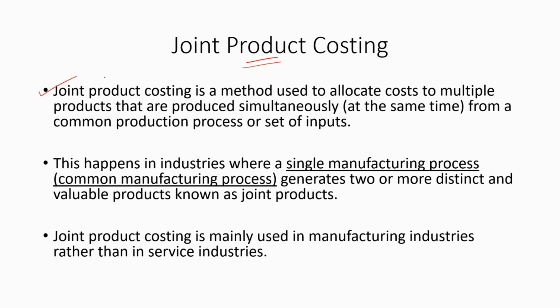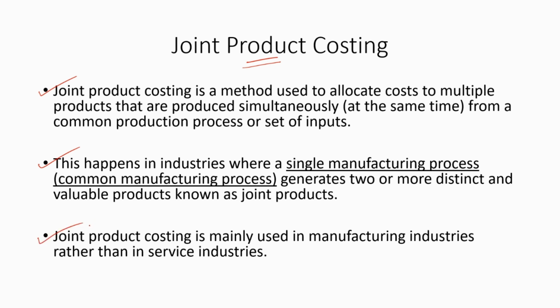Joint product costing is a method used to allocate costs to multiple products that are produced simultaneously from a common production process or set of inputs. Simply, this means joint product costing is used in joint product manufacturing to allocate costs to multiple products. This happens in industries where a single manufacturing process, also known as a common manufacturing process, generates two or more distinct and valuable products known as joint products. We already discussed this.